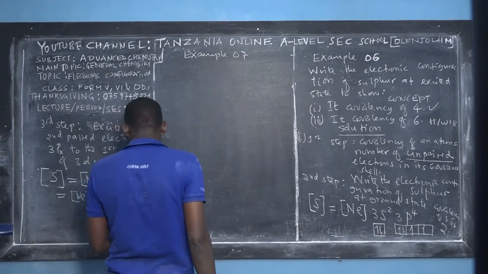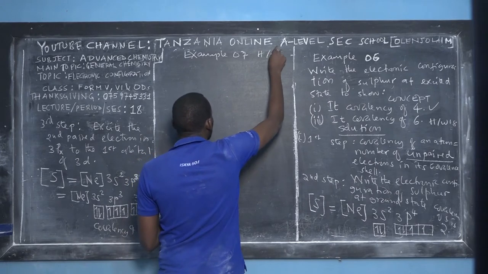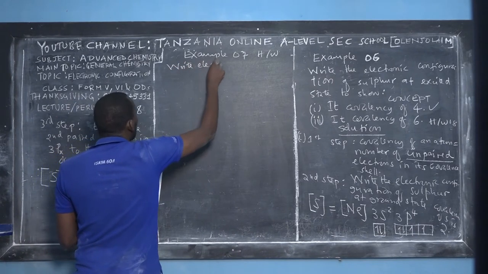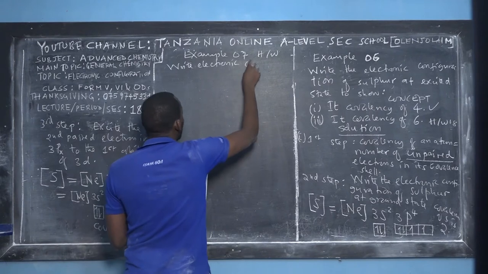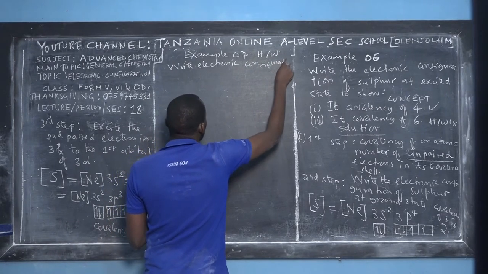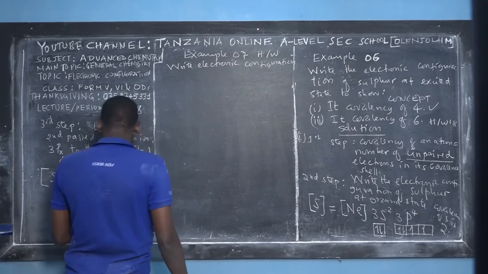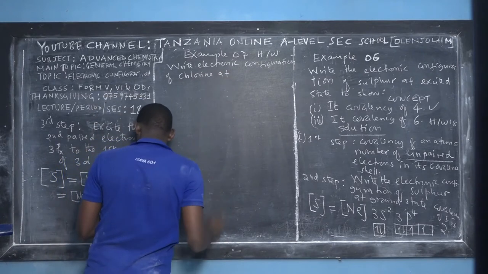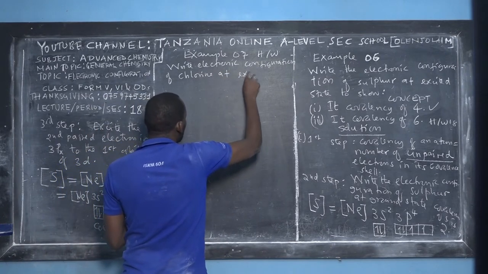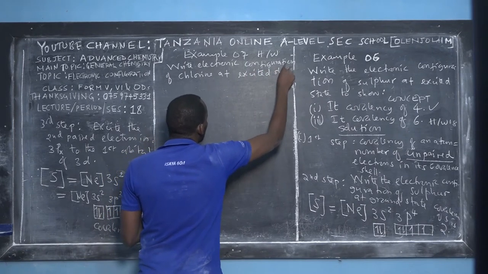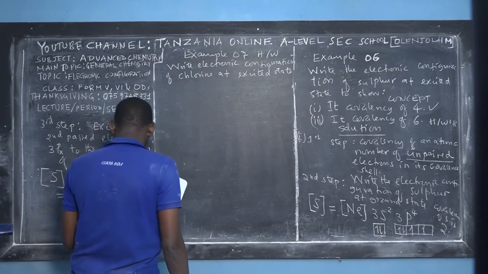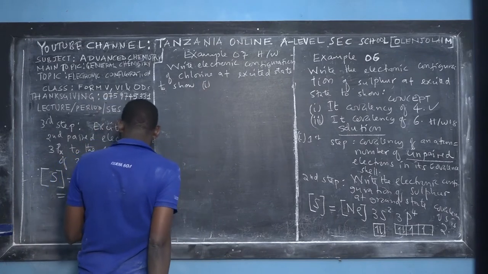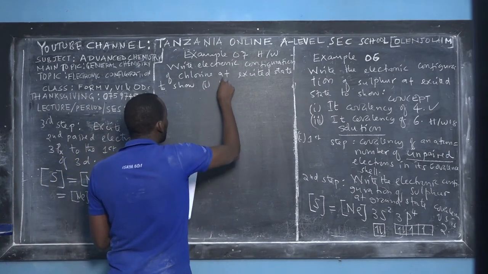This is example 7 again, and total homework. Write the electronic configuration of chlorine at excited state, to show one covalence of 3.